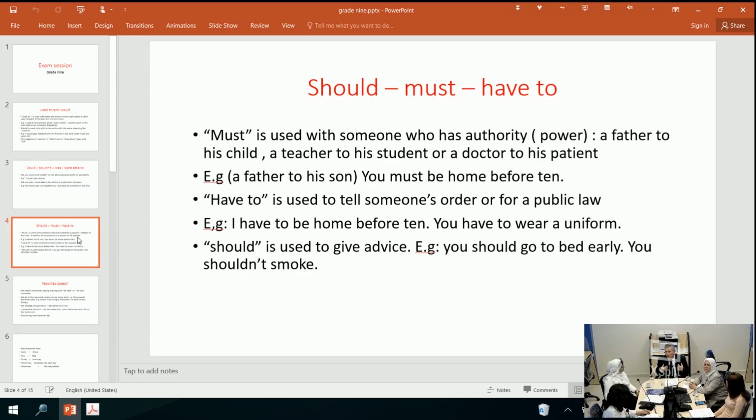Sometimes we use must to give a strong advice. For example, I saw a nice film yesterday. You must watch it. Here it's not an order, not an obligation. It's just strong advice, and you can advise yourself.